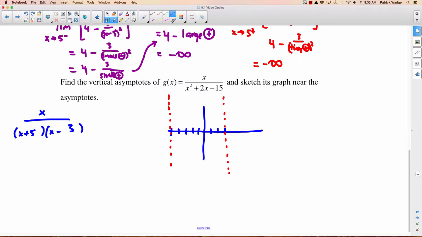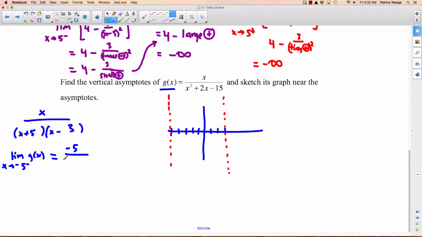So let's do it. Let's start by looking at the limit of the function g of x, because that's what it's called, right, as x approaches negative 5 from the left. And if you do that, what you're going to get is, well, we can just plug negative 5 in here. That's fine.